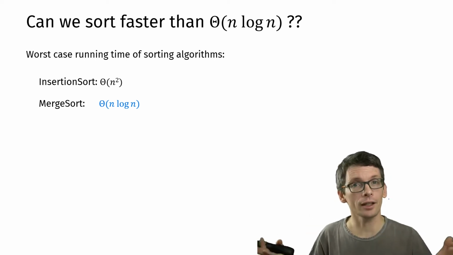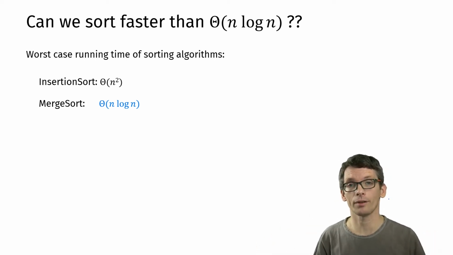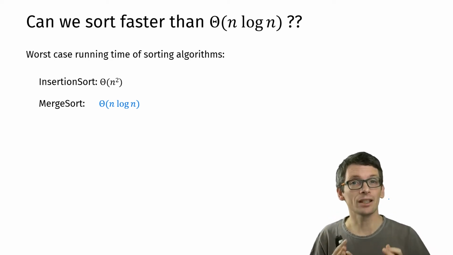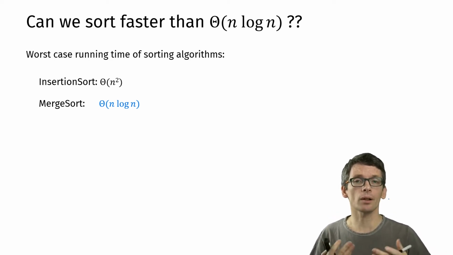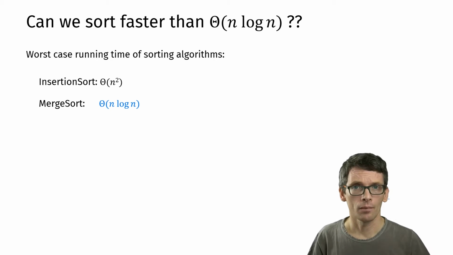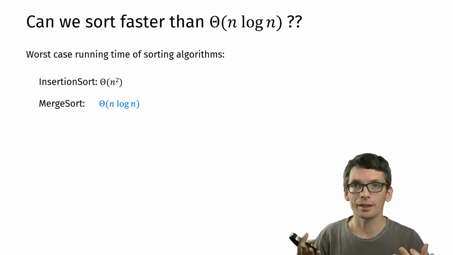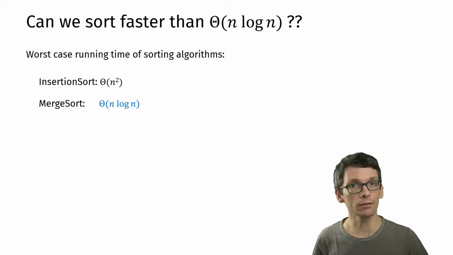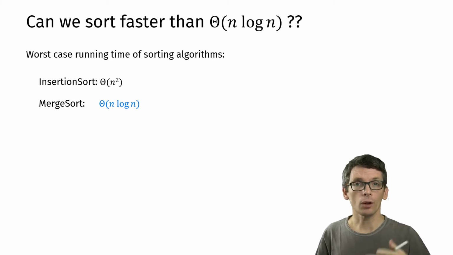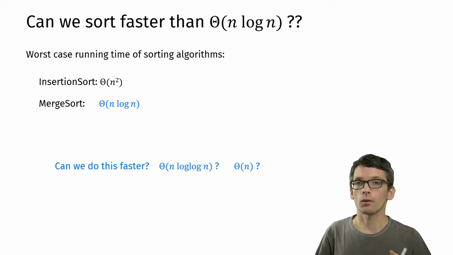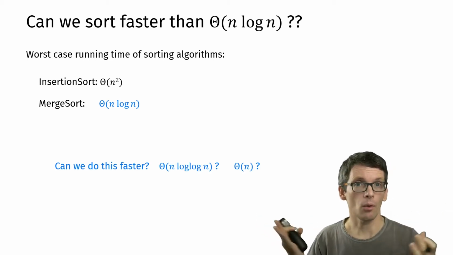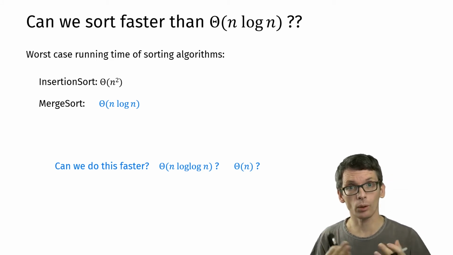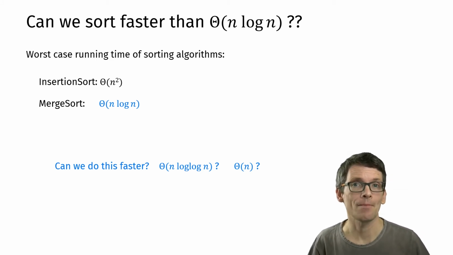And the answer is yes, we can do faster. We know that because merge sort is faster. It's much faster. It runs in order n log n time. But then when we design algorithms, the natural next question is, can we do even faster? Can we, for instance, solve the sorting problem in order n log n time or even linear time? That's what we're going to look at today.